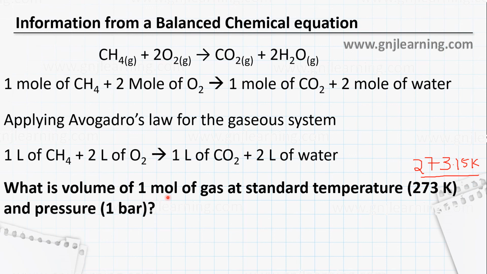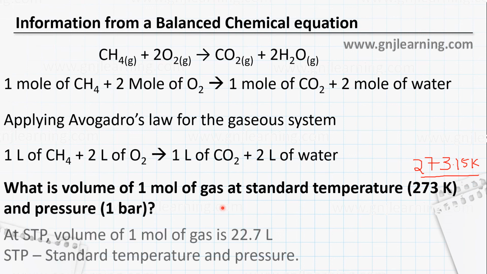So here we have 1 mole of gas. If the temperature and pressure is fixed for all gases, the volume should be the same. For all gases, the volume of 1 mole of gas must be the same according to Avogadro's law, and they tried to find it out, and the value was 22.7 liters. At STP, the volume of 1 mole of gas is 22.7 liters. It's an important value. You will need this especially for the entrance calculations. So what is STP? Standard temperature and pressure, and its value is given here, 273 Kelvin and 1 bar. Clear?